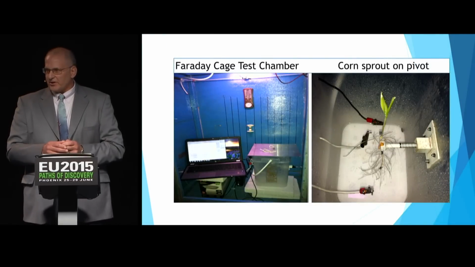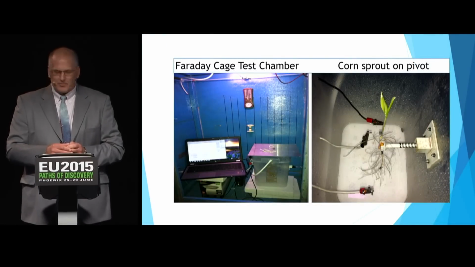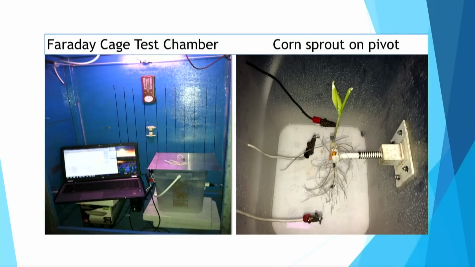The left picture is a Faraday cage test chamber I built. It's 4 feet high, 3 feet wide, 2 feet deep. It's also a humidity control chamber and a temperature control chamber. You can see in there the laptop is sitting in there, and beneath it there's the oscilloscope, and there's a plastic tub in there with it.